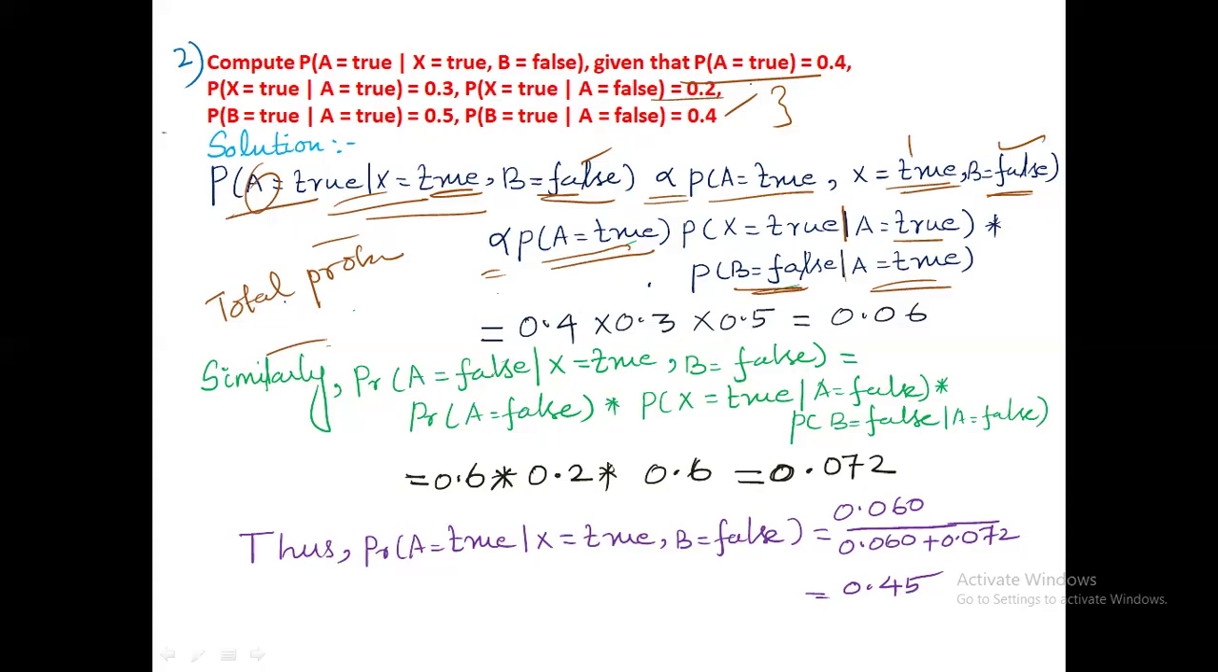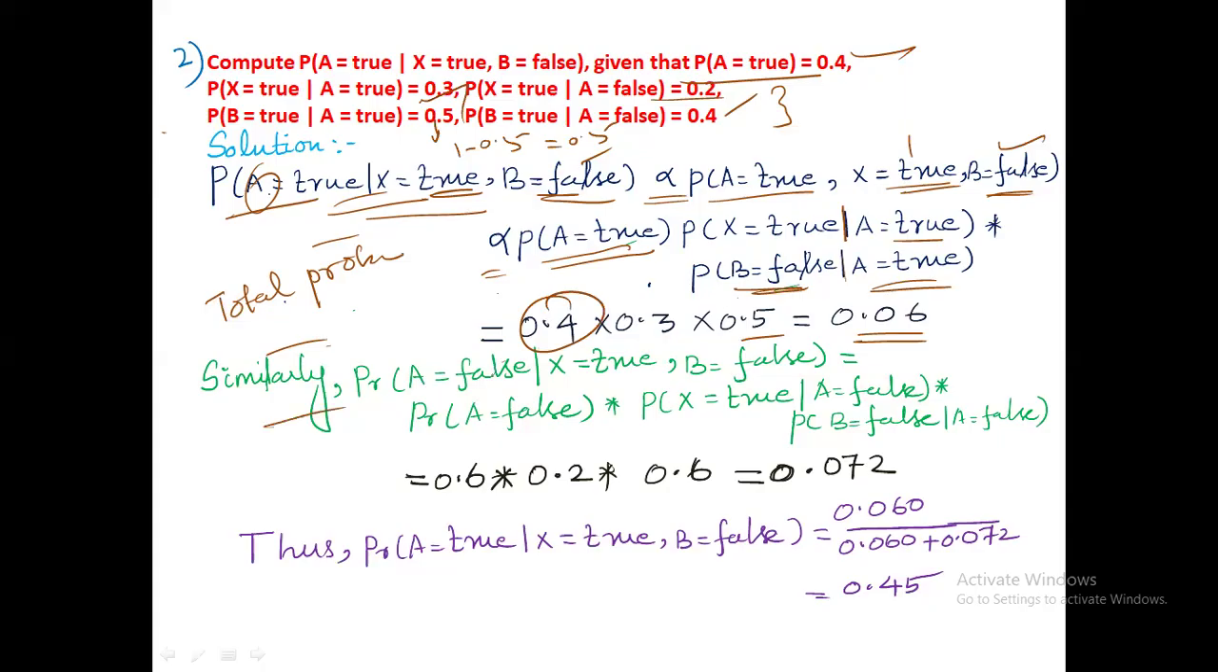Here probability of A is equal to true value is given 0.4, and the probability of X is equal to true given A is equal to true, the value is given as 0.3, and B is equal to false given A is equal to true. So if you are subtracting this value, 1 minus 0.5, we are getting 0.5. If you are multiplying all these values, we are getting 0.06.